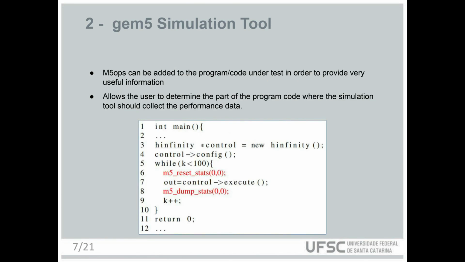Gem5 also offers a very useful library called M5Ops that can be added to your program rather easily. This library allows the user to determine the part of the program where the simulation tool should collect the performance data. For example, in this picture here, we are using the commands reset stats and dump stats to select the function that we want the performance data to be collected.